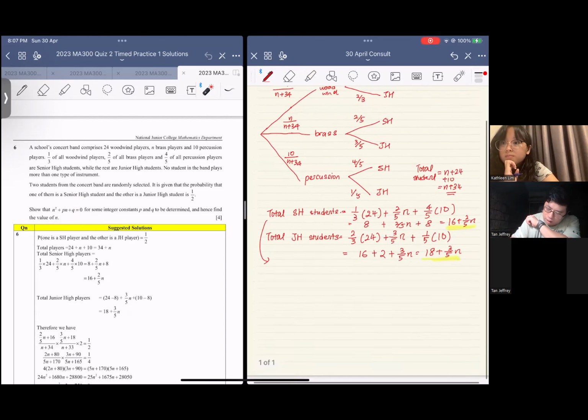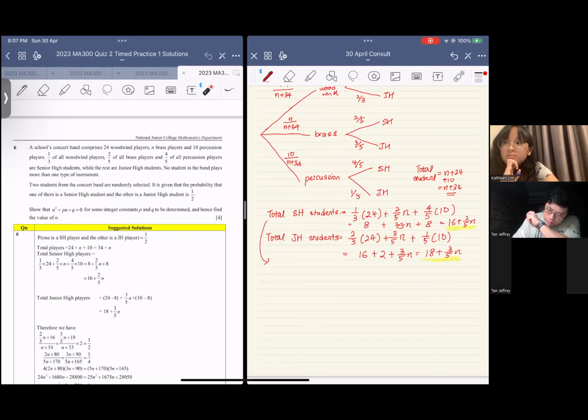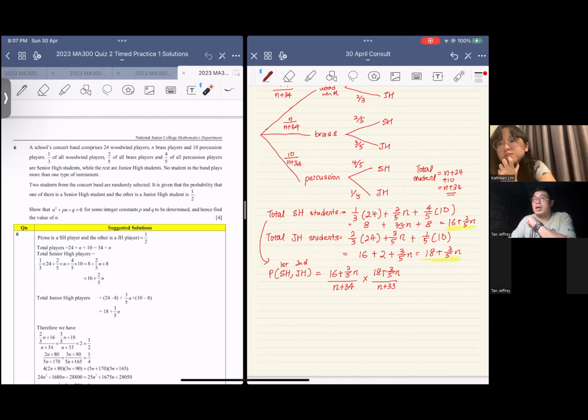Now, if I want to find the probability of selecting an SH student followed by a JH student, right? Selecting first an SH student, it will be 16 plus 2 over 5n over the total number of students, which is n plus 34, followed by the second student, which is JH. The second student JH is 18 plus 3 over 5n over n plus 33. Why 33? Because there is one less student now, since I've selected one SH student away.